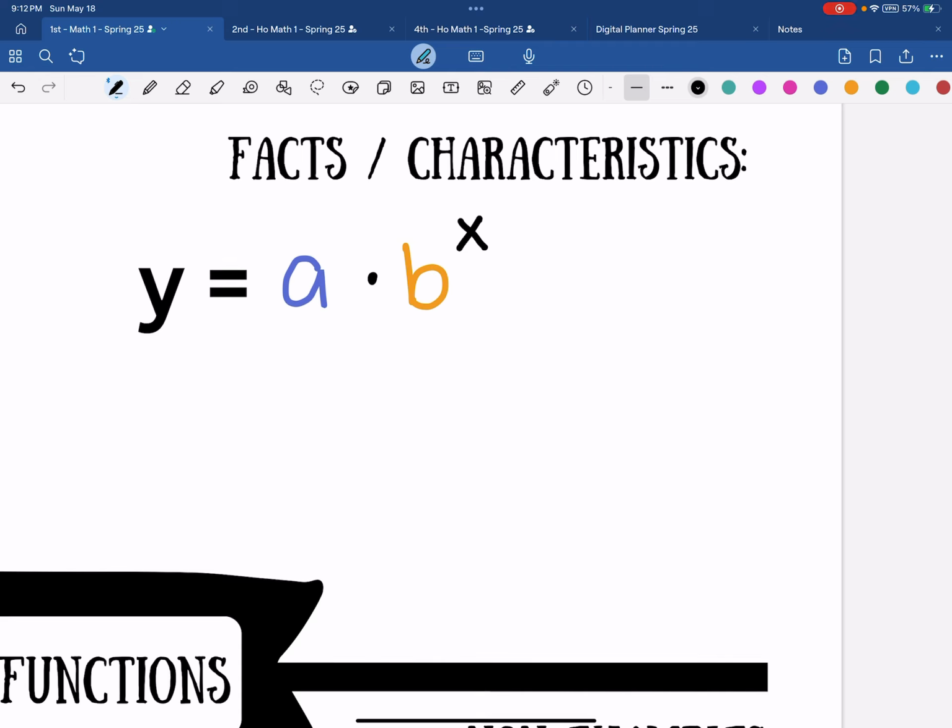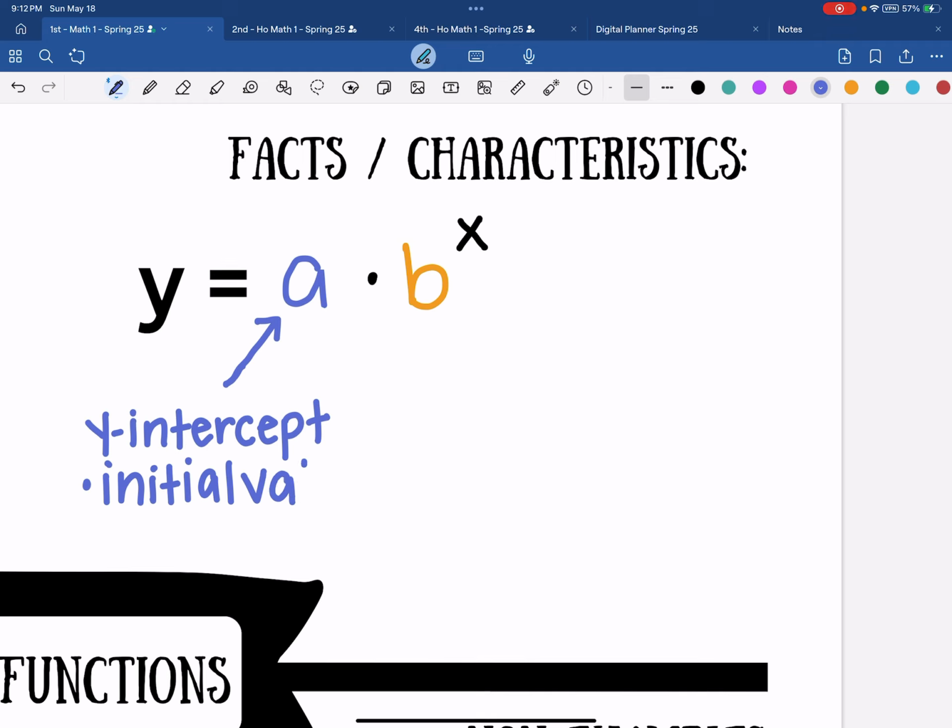Now, the a and the b mean something, so we need to make sure that we are able to analyze what they mean. The a value is the number being multiplied in front of the b, and I'll explain what the b is in a second. The a value is the y-intercept. It is the same y-intercept that we would discuss when we talked about linear functions, just labeled differently. It's also the initial value. So the a value is the initial value, the y-intercept, just like it was with linear.